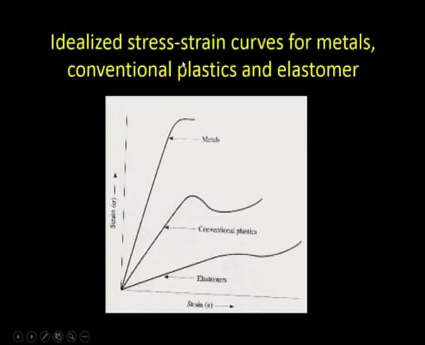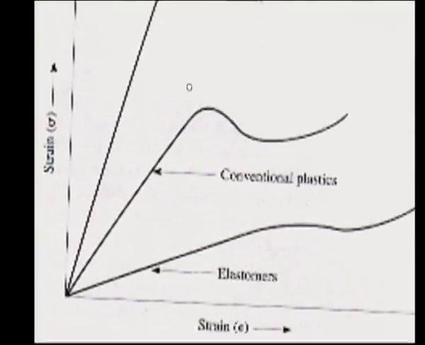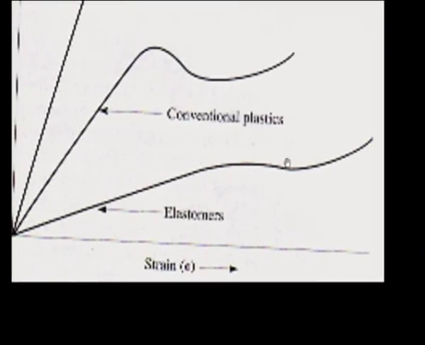This is the idealized stress strain curves for metals, conventional plastics and elastomers. You can see for metals it is almost a straight line, so there is not much elongation, whereas conventional plastics have some kind of elongation in the curve, and elastomers have a huge amount of elongation against strain. If you apply strain, rubber or elastomer material has more elongation than conventional plastics and metals.